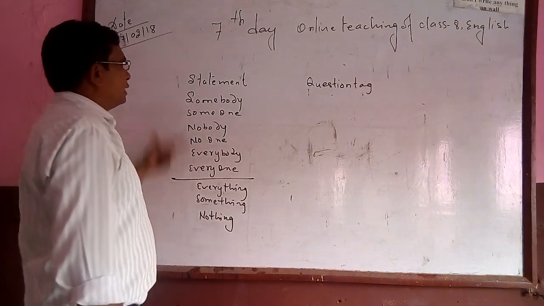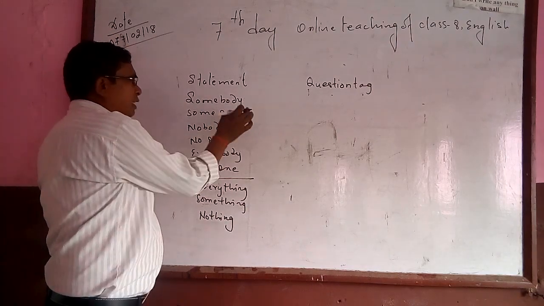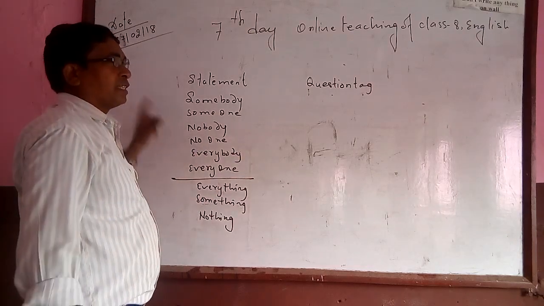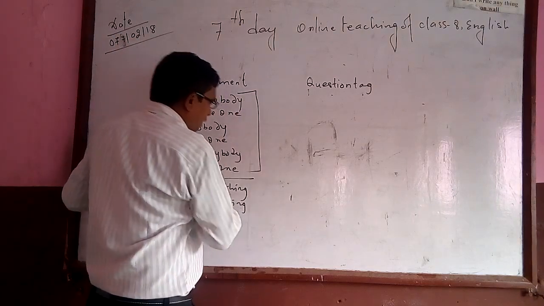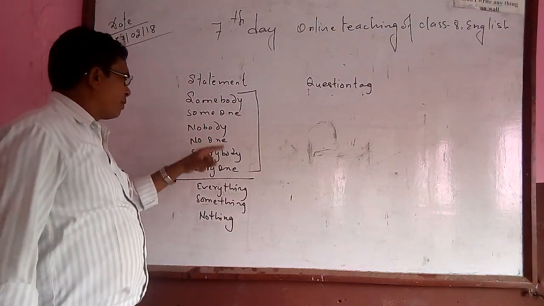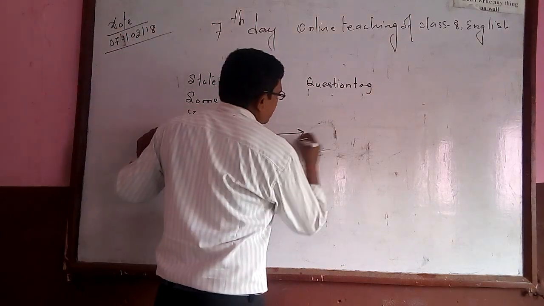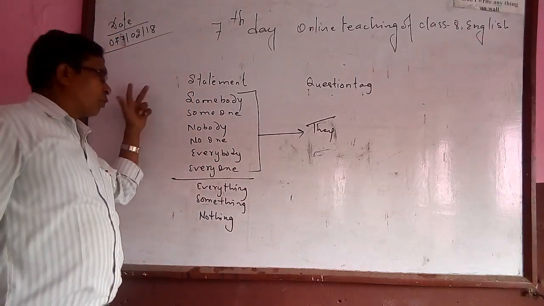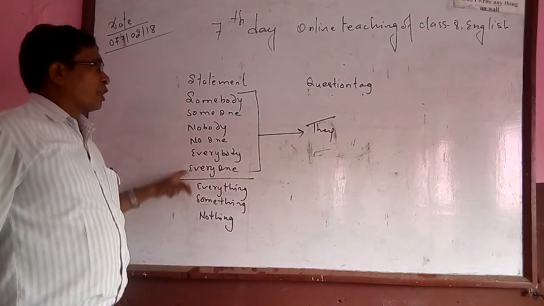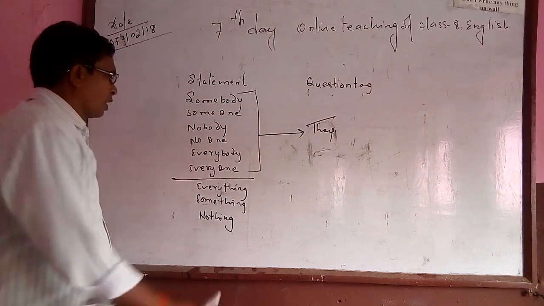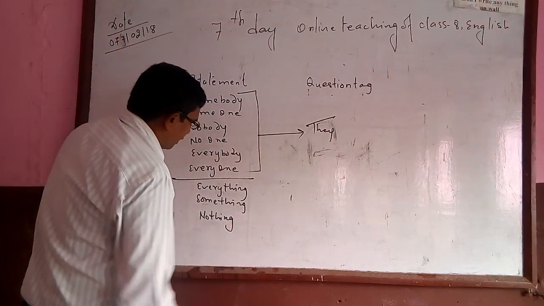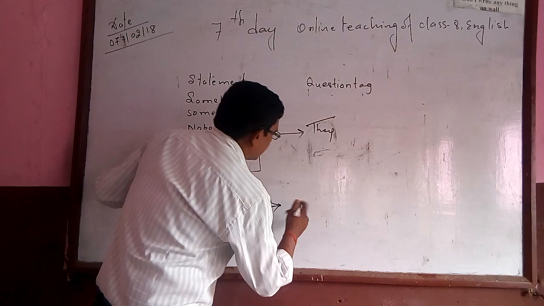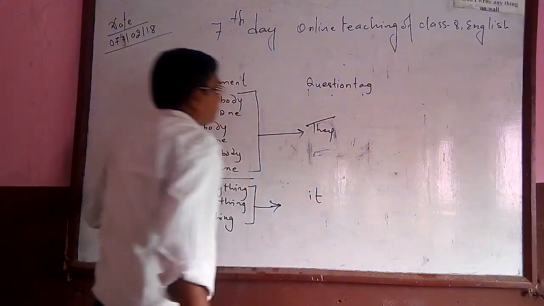nothing. So in a statement as a subject, if you find somebody, someone, nobody, no one, everybody, everyone, totally 6 as a subject, at that time, instead of somebody, someone, nobody, no one, everybody, everyone, you can use in the question tag the pronoun they. Either somebody or someone, whatever you use, means between these 6, if you find anyone, you can write they. And if there is everything or something or nothing, then instead of these 3 subjects, you can write in the question tag it.